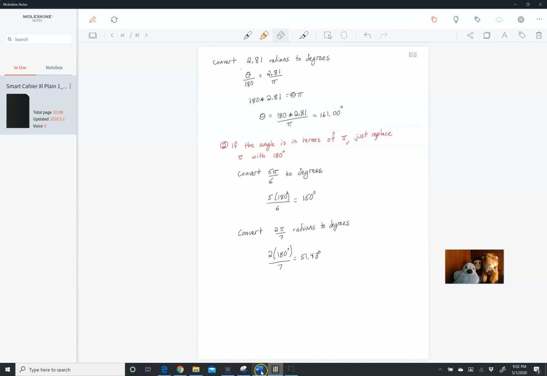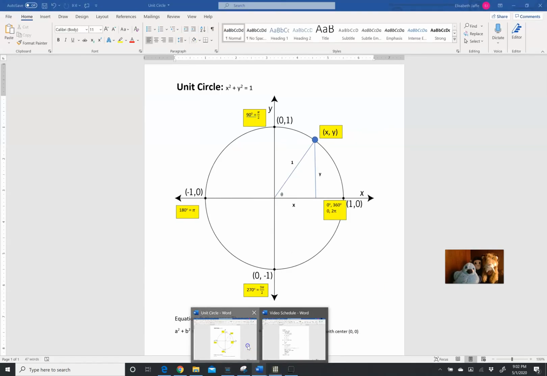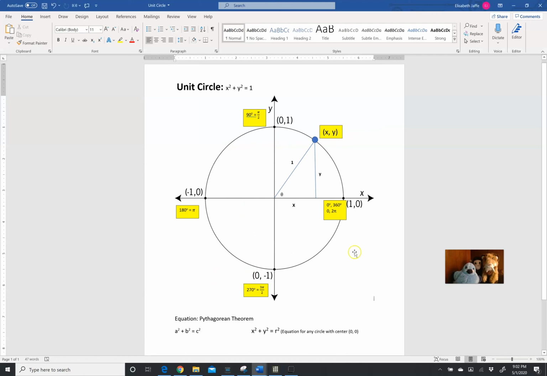So very quick summary of what we did, because there was a lot in there, okay? We first looked at the unit circle. We defined the unit circle as a circle with radius 1 and center at 0, 0.